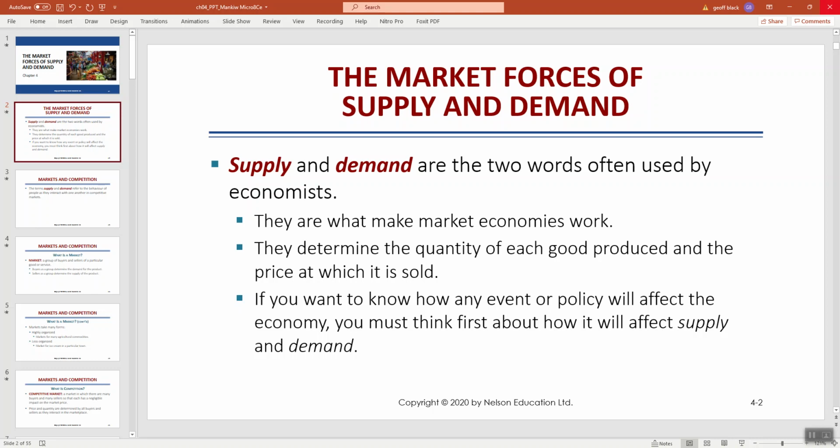Now, we can use this, right, if we want to understand how any event or policy will affect the economy. Okay, so we can do this at a macro level or even at a micro level, right? And that means you have to think about how the policy or the directive, whatever the action is, will affect supply and demand. Okay.